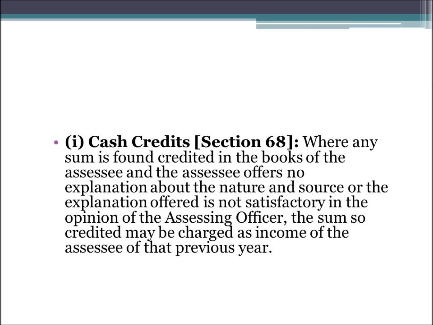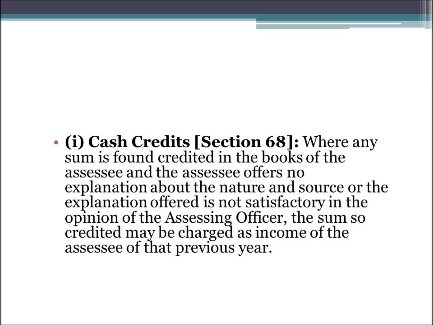What does this section say is that, suppose I am running a business and I am showing in my books of account that I have taken a loan of rupees 20,000, and that is reflecting in my books of account as cash credits. And when I'm asked to explain the nature of the loan and the source of the loan, I'm not able to offer any explanation about the nature and source.